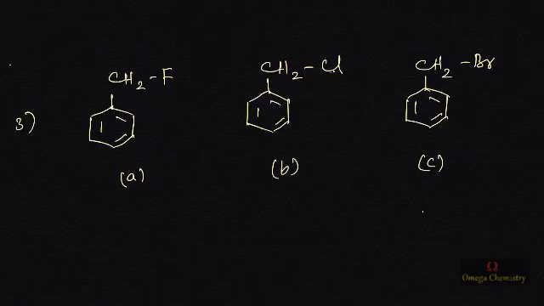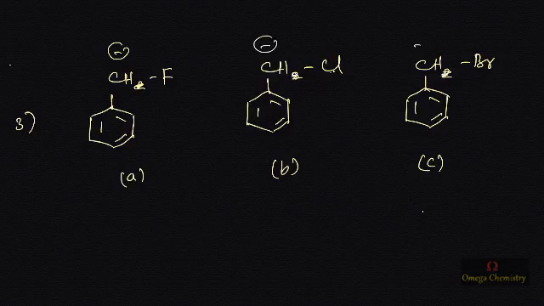Now let us see an interesting case. Here I have three compounds. The first one is a fluorine substituted toluene, the second one is chlorine substituted toluene, and the third one is bromine substituted toluene. After the removal of hydrogen as H plus, these carbanions are going to be generated respectively. So these are the intermediates that can be expected to be generated. Now we need to find out the relative stability of these species.